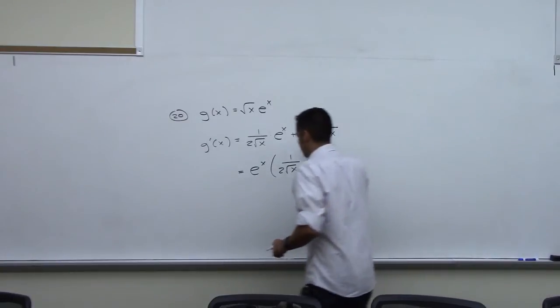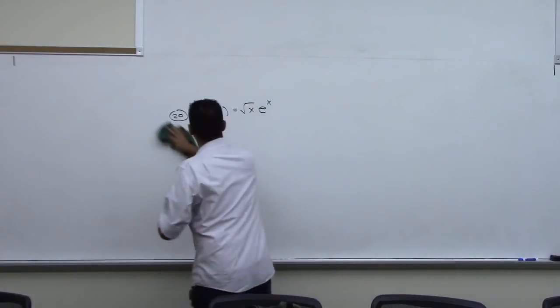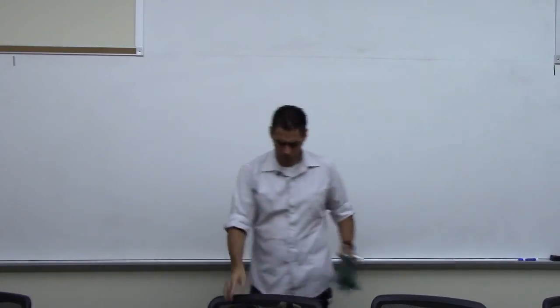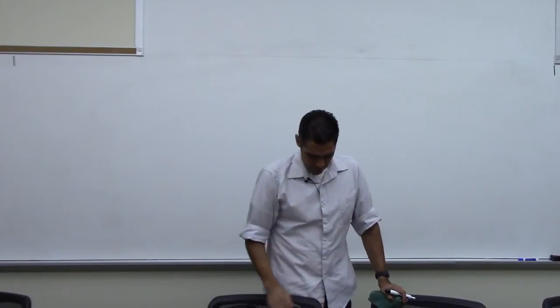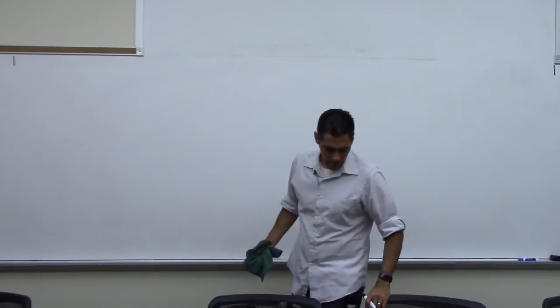That one wasn't too bad. Am I almost done? Oh my gosh. Okay, 22, e to the x over 1 minus e to the x.